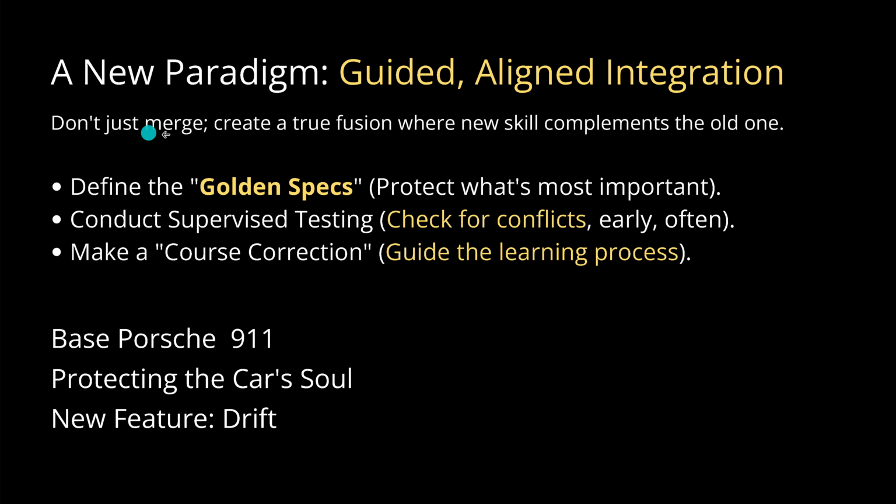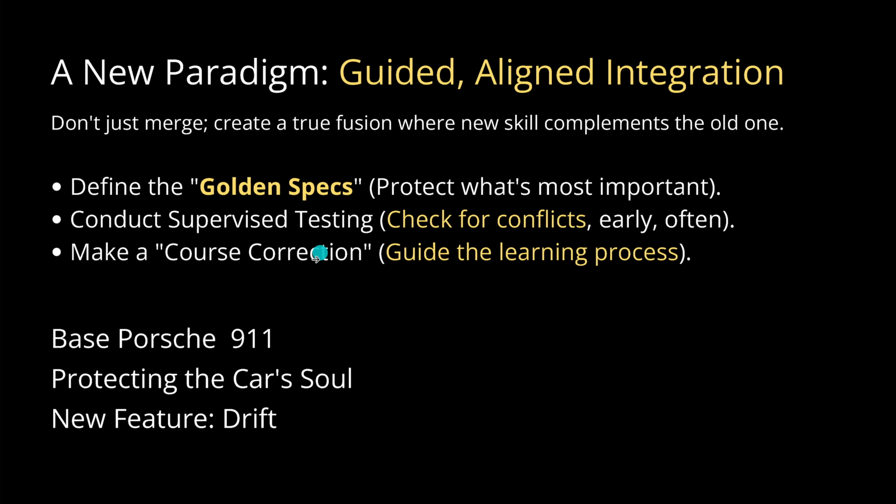So what do we do? We define the golden specs. Nobody is allowed to touch them. They are written down. This is on the car, the standard setup. You are not allowed to touch it. And then you can do some testing. Great. You can check for conflicts and you will guide the learning process here. But you have so many other parameters in the car that you can modify. So go and modify the other parameters, but don't touch the golden specs.